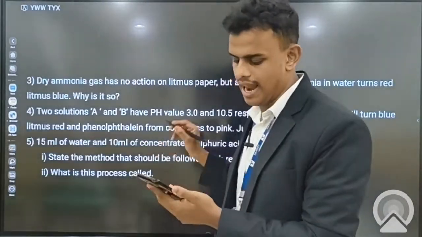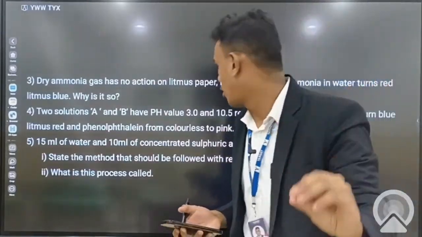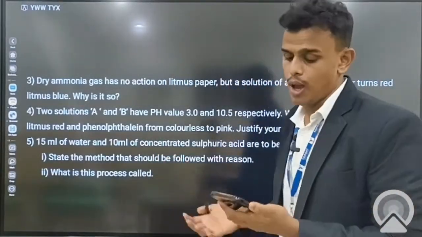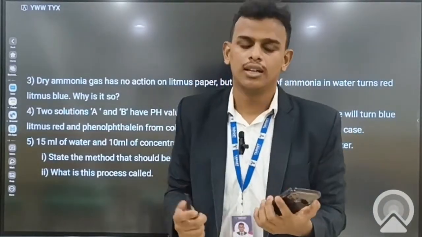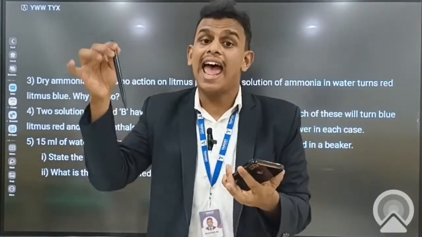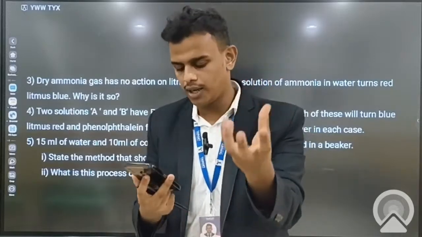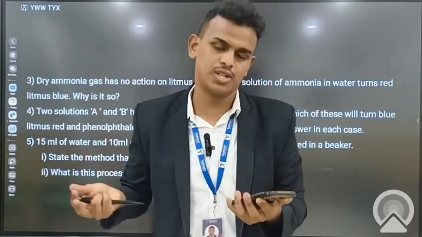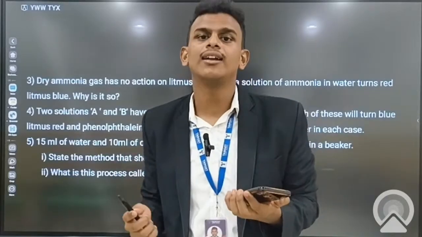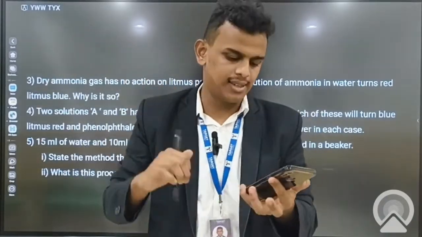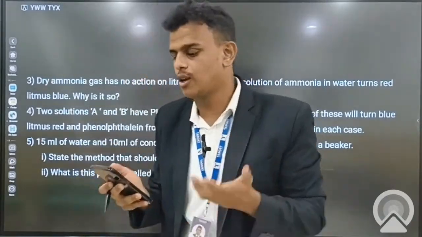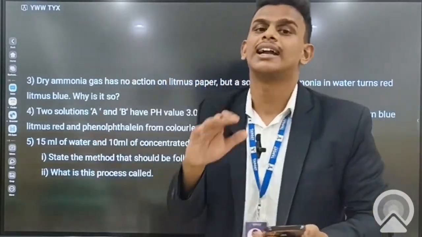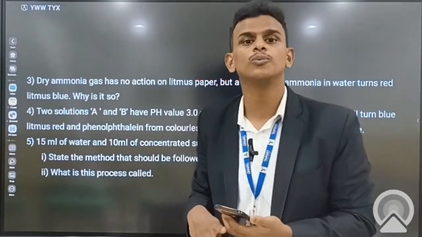In the fifth question, they are asking that you have 15 ml of water and concentrated sulfuric acid, right? So you have to mix. You should add acid to water. You have some water with you and you should add acid to water. Otherwise, it will cause an explosion. If you add water to acid, it is an exothermic reaction and causes an explosion and severe burns. So that is known as dilution. Is it clear now?